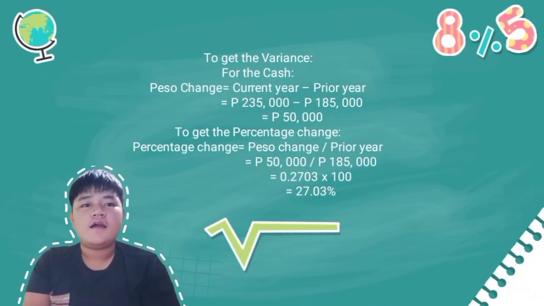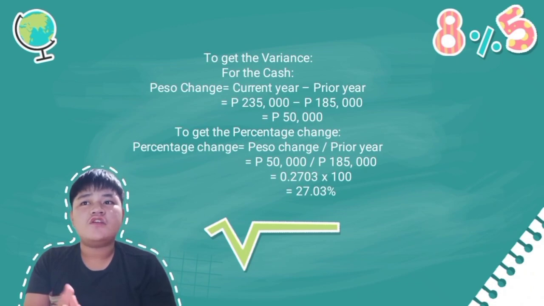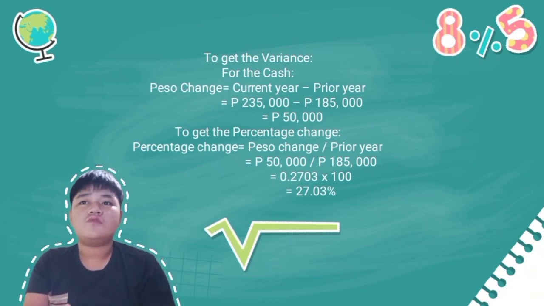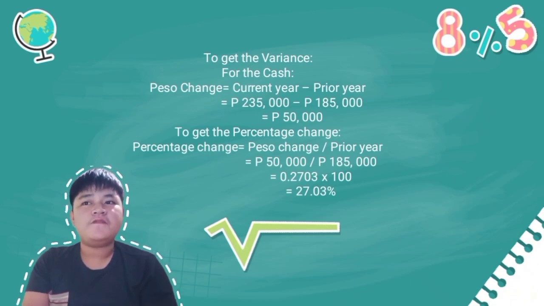So, here is the solution for RIA's merchandising enterprises statement of financial position for the cash only. The formula to get the variance, the peso change, is equal to current year minus prior year. RIA has cash of 235,000 in the current year and 185,000 in the prior year. To get the peso change, you need to subtract. So, 235,000 minus 185,000 is equal to 50,000 pesos. So, 50,000 pesos is the peso change of RIA's merchandising enterprises for the cash only.